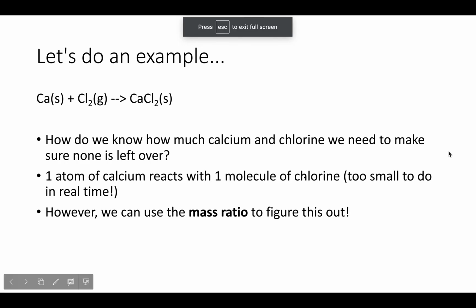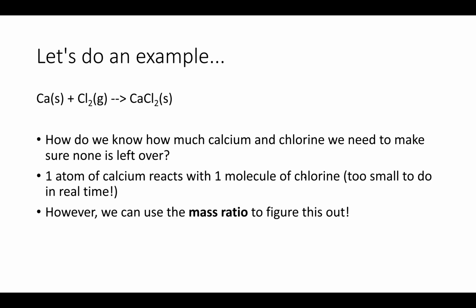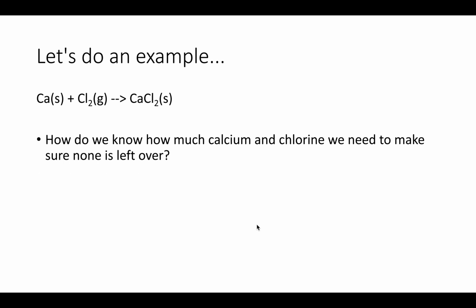All right, so 1 atom of calcium reacting with 1 molecule of chlorine is just too small in real time, okay? However, this problem or this reaction would be a lot more helpful if I gave you something called the mass ratio, okay? So, let's look at this problem and let's try to figure out how do we know how much calcium and chlorine we need to make sure that none is left over, okay?